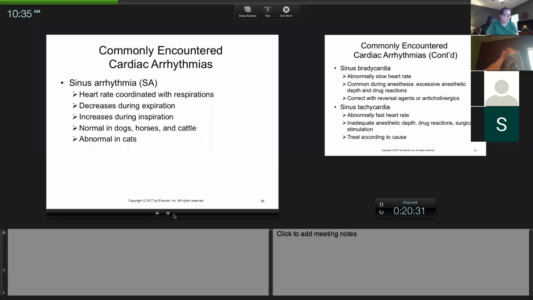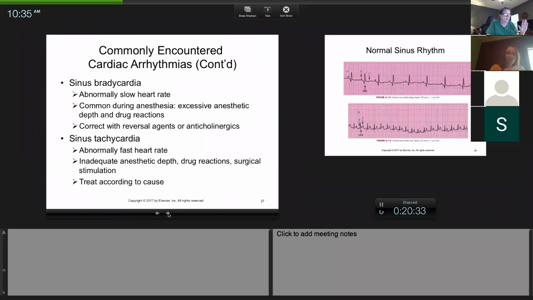First and second degree block. Now there's sinus bradycardia. Sinus bradycardia is still normal. Sinus bradycardia is just a slow heart rate. And it says abnormally slow. But what I'm saying is sinus bradycardia could be from dexmedetomidine. It could be that they're too deep. It's a normal electrical impulse. It's just telling you that they're very, very deep. Consider reversing them.